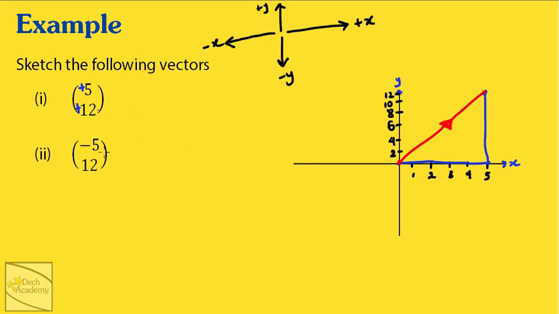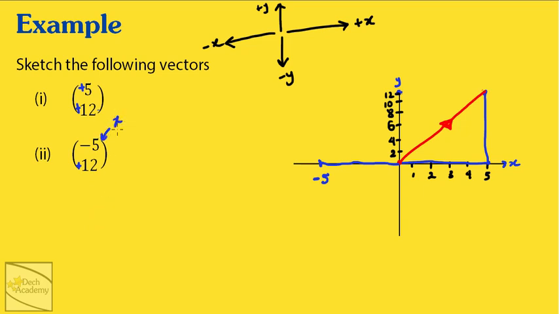To sketch the next vector, the same procedure. You start at the origin, and then because the x component is -5, we move to the left, but such that we move 5 units to the left. So the point where we stop is going to be the point that's going to be -5. And then we move 12 units in the positive y direction.